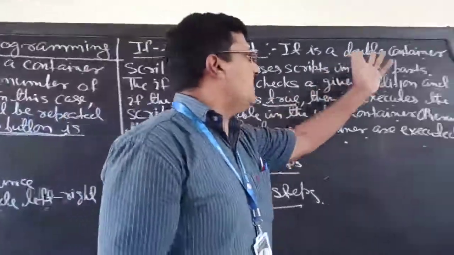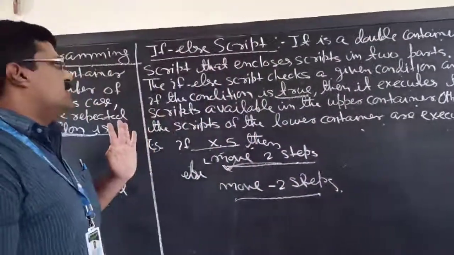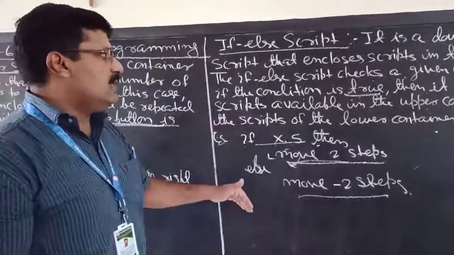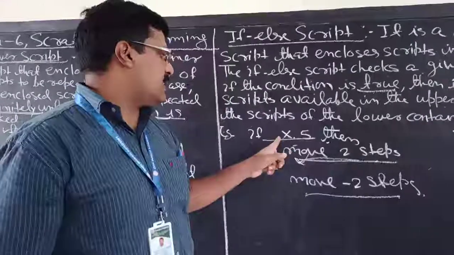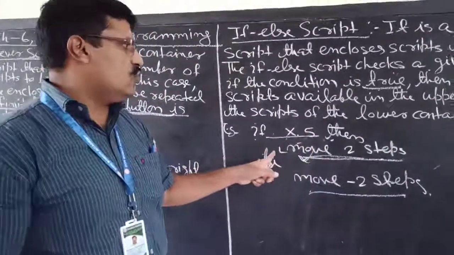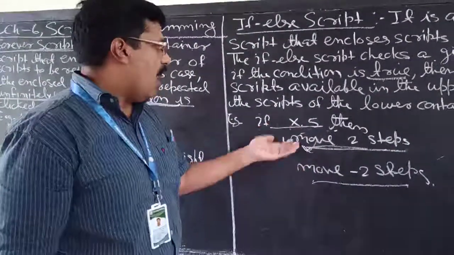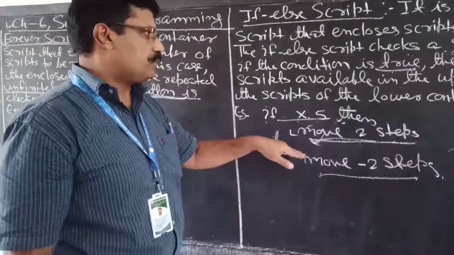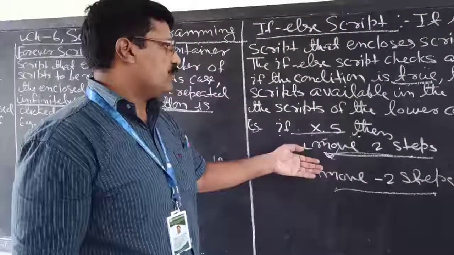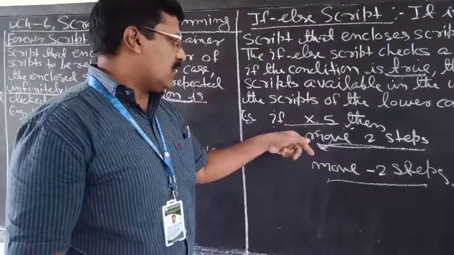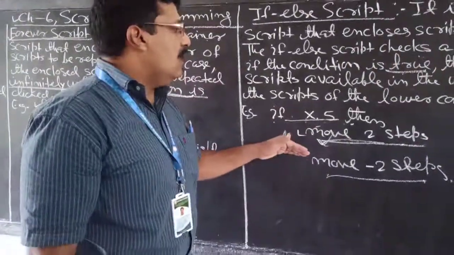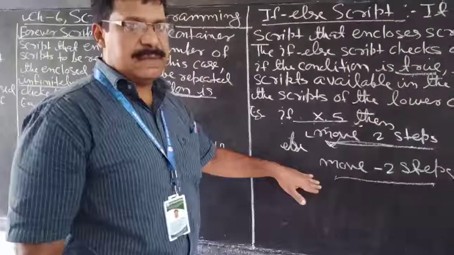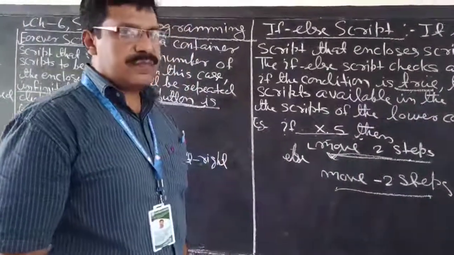So once again, it has got how many containers? A double container script, and it includes a number of scripts in how many parts? 2 parts. And the if else script checks the condition, and if the condition is true, then it executes the upper script. Upper script means the script after the condition. Else it executes the script after the else. Alright.